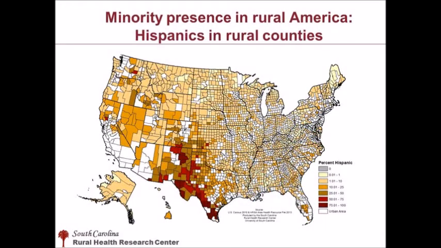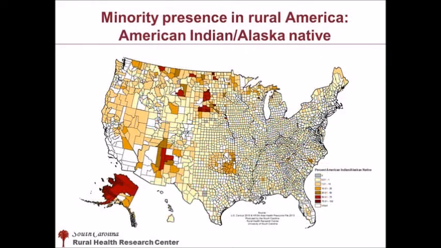A similar pattern is found for Hispanic residents in rural America. Traditional patterns of Texas, which after all was part of Mexico before it was part of the U.S., New Mexico, and those areas. But you'll also note that there is significant Hispanic presence in other farming communities all across the U.S., including the upper Northwest. Finally, I'd like to point out the population that most of us consider most rural, the people who were here before we were, American Indians and Alaska Natives. Much of this population still lives in rural areas, particularly in Oklahoma, New Mexico, and states in the upper West.